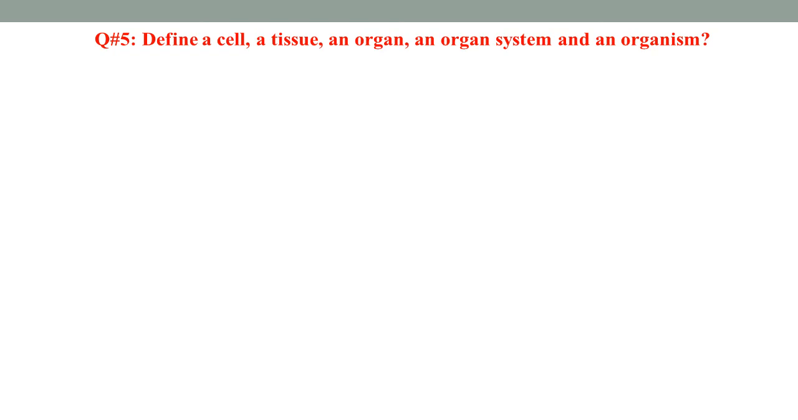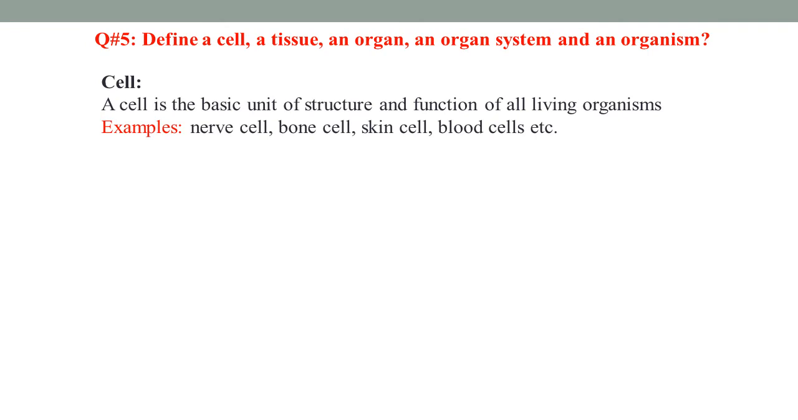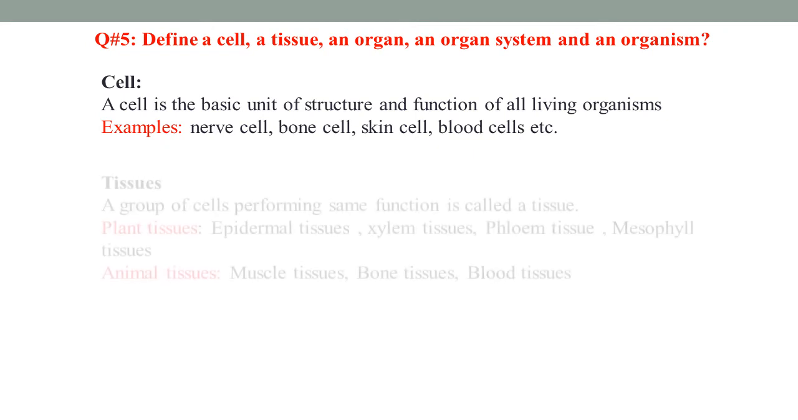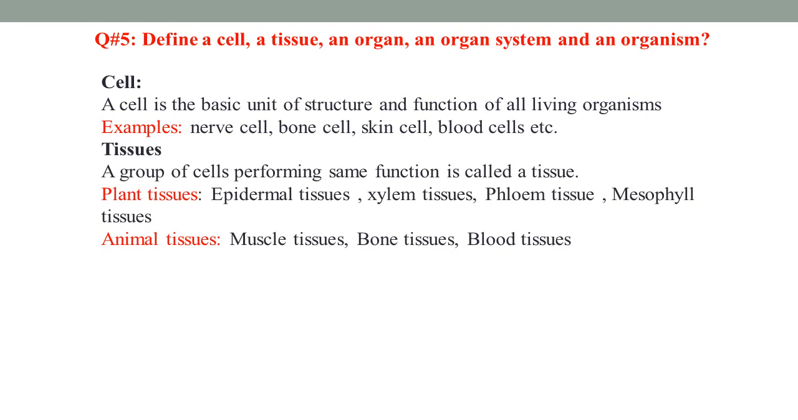Now, define a cell, a tissue, an organ, an organ system and an organism. A cell. A cell is the basic unit of structure and function of all living organisms. The examples are nerve cell, bone cell, skin cell and blood cells. Tissues. Students, a group of cells that perform the same function is called a tissue. They include epidermal tissues, xylem tissues, phloem tissues, mesophyll tissues in case of plants, while in animals, examples are muscle tissues, bone tissues and blood tissues.